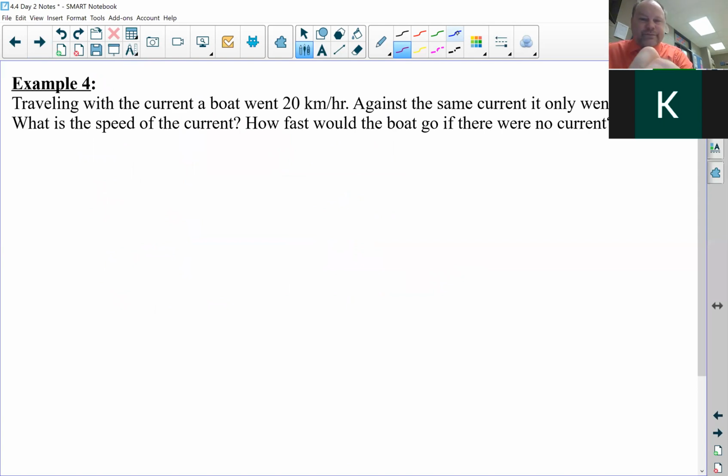All right, example 4. Traveling with the current, a boat went 20 kilometers per hour. Traveling against the same current, it went only 4 kilometers per hour. What is the speed of the current? And how fast would the boat go if there were no current?